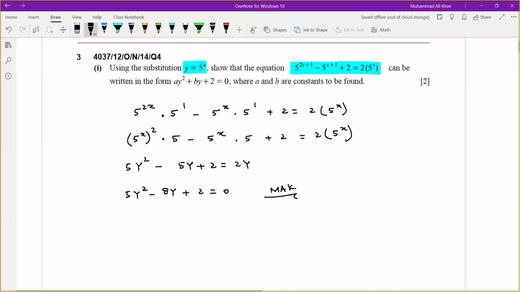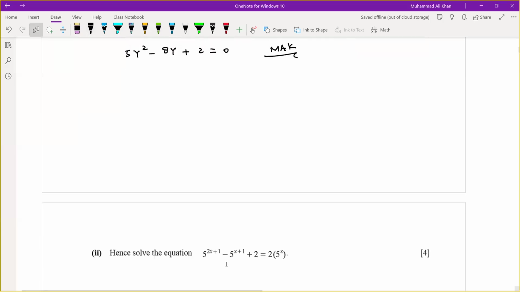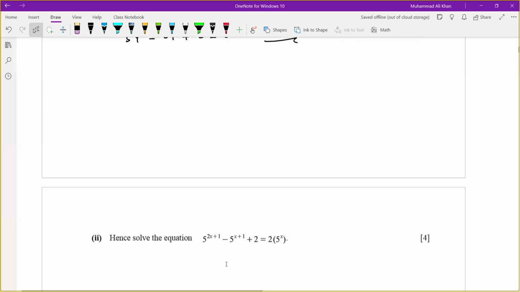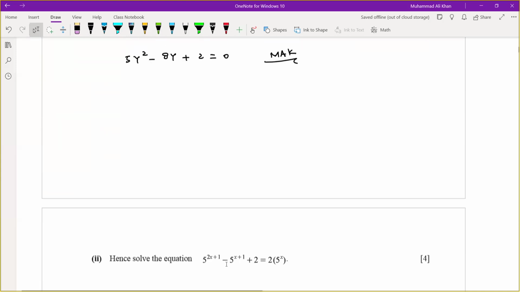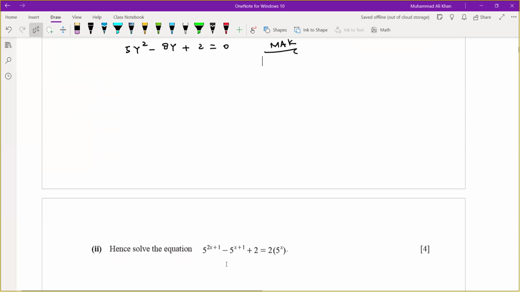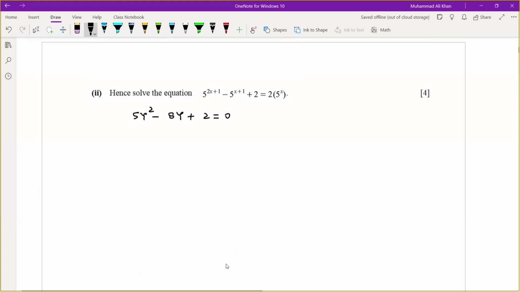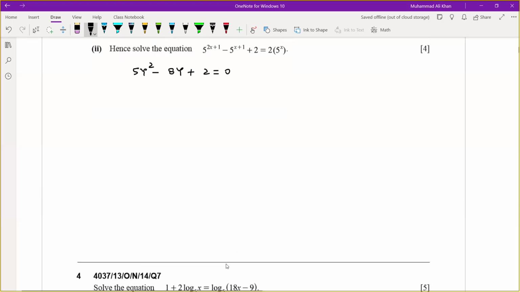And after that, in the second part, we have to solve the equation. The equation is 5y squared minus 8y plus 2 is equal to 0. It's a quadratic equation. We have to solve it. So now it's a question of 4 marks. So we have to show all the things by middle term breaking method or by the quadratic formula.